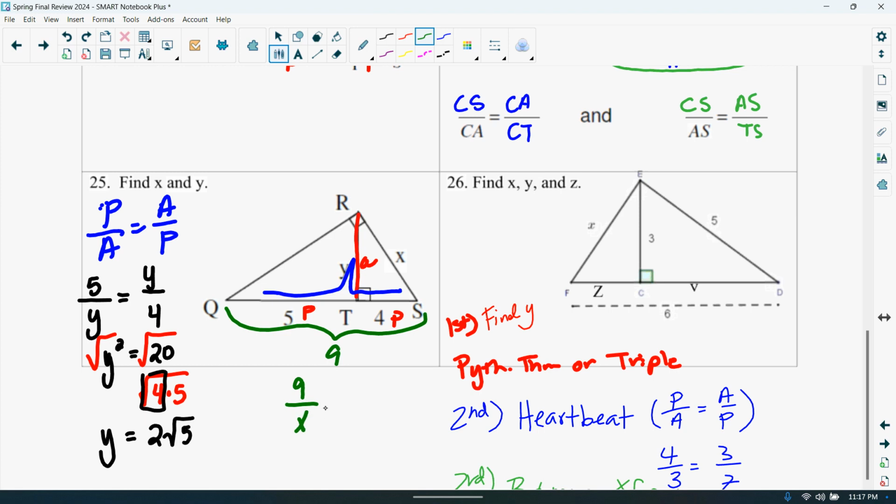9 over x equals x over 4. So x squared equals 36. And 36 is a perfect square. So x equals 6. Okay.